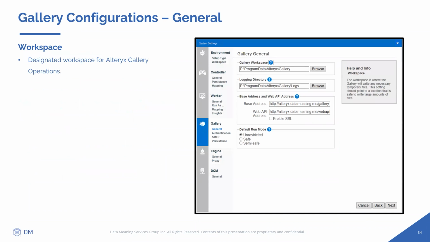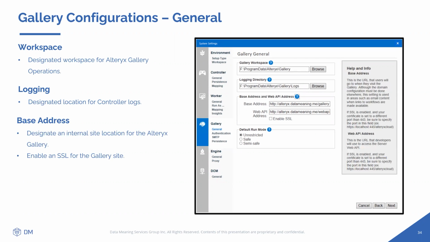Okay, now we're going to the gallery configurations. The gallery, like I said many times, is the user interface of the application for publishing, sharing, and executing workflows. First, the workspace is the location where the temporary files are stored, and again, it should point to a place that is safe for a large amount of files. Then we have the log directory. This is the location to store logs about gallery processes and functions. And then we have the base address, which is the URL that the users will go to for the gallery.